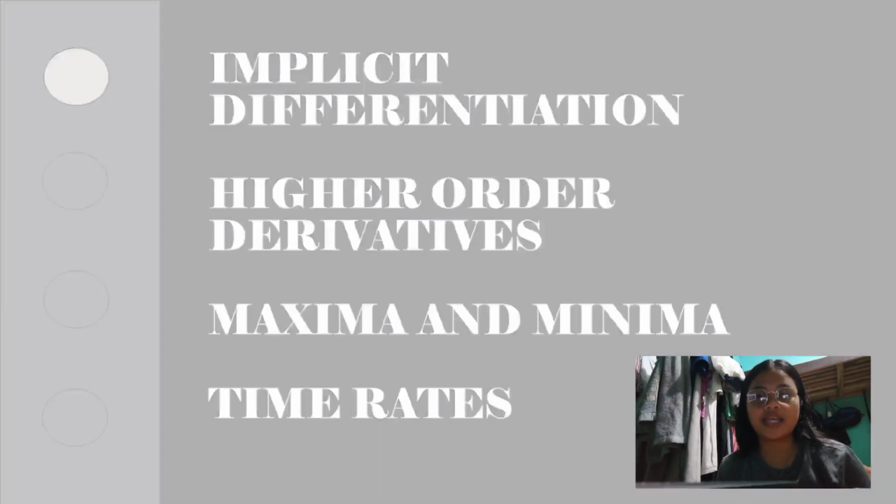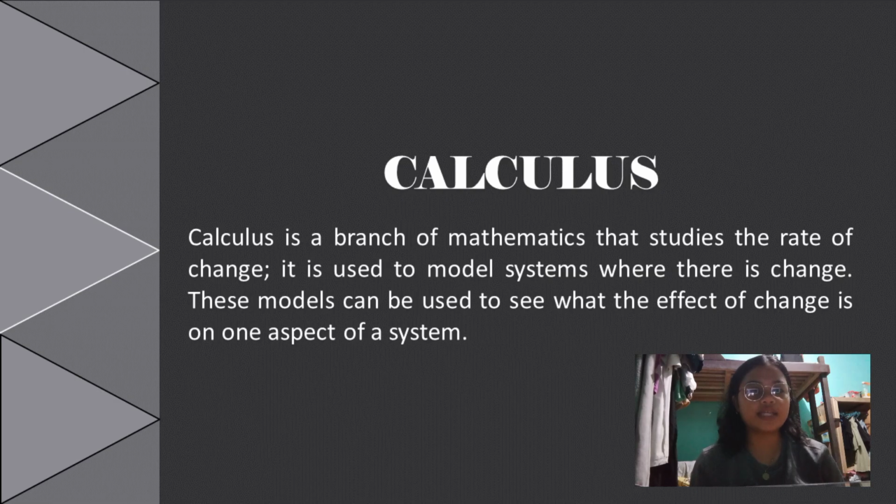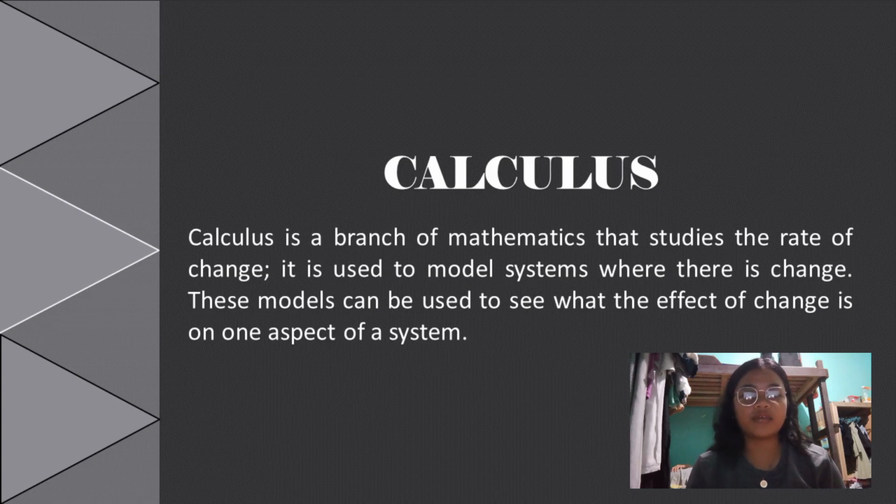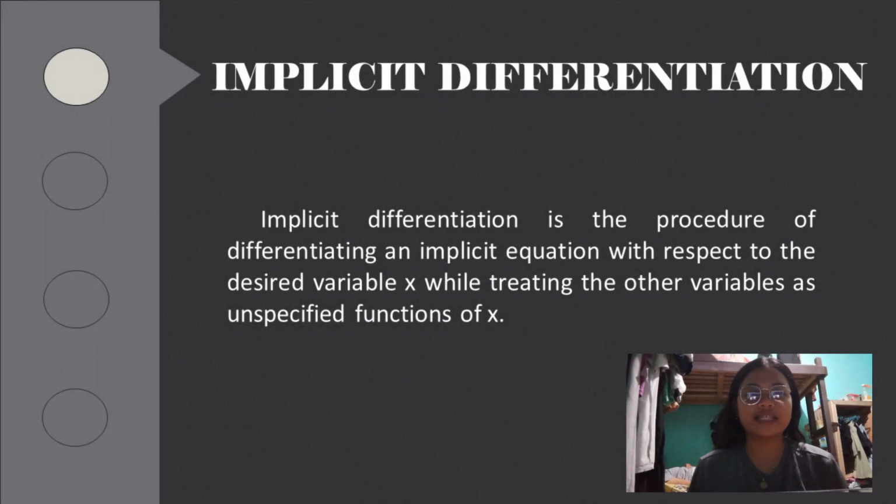So first, let us define calculus. Calculus is a branch of mathematics that studies the rate of change. It is used to model systems where there is change. These models can be used to see the effect of change on one aspect of a system. So examples of the application of calculus in scientific fields are space exploration, telecommunication systems, computer science, engineering, medicine, pharmacology, business, meteorology, and music. So we will be discussing first the implicit differentiation.